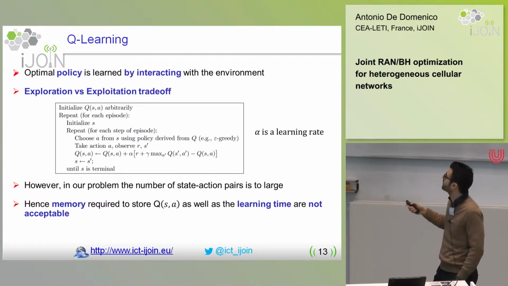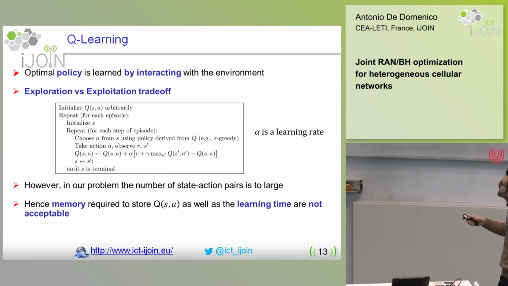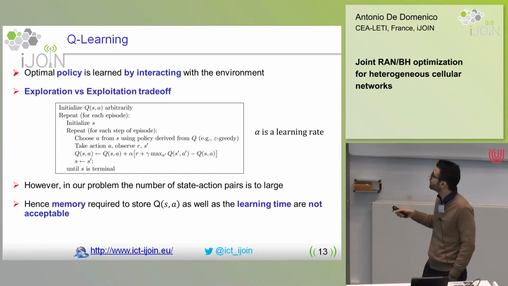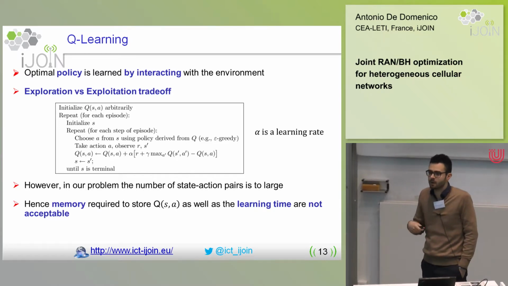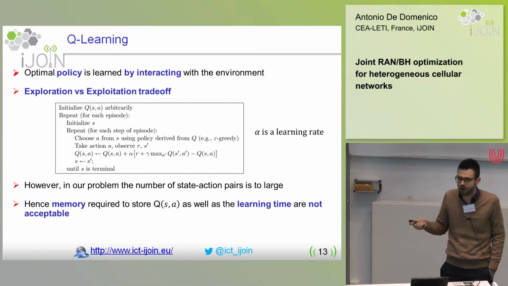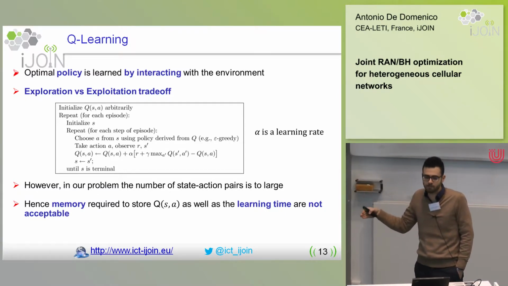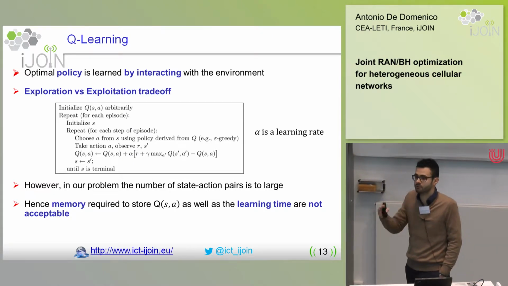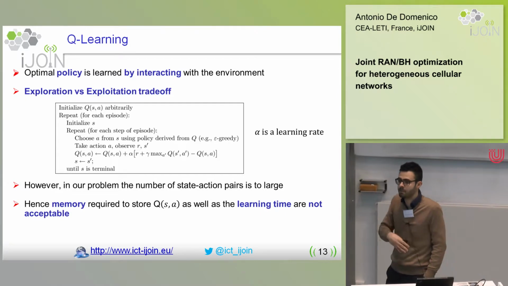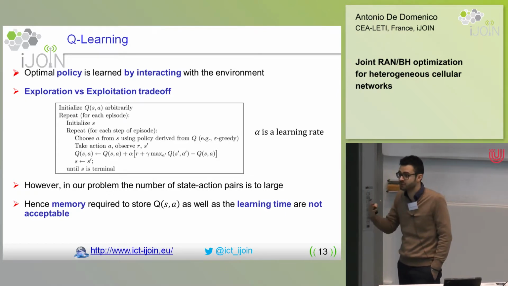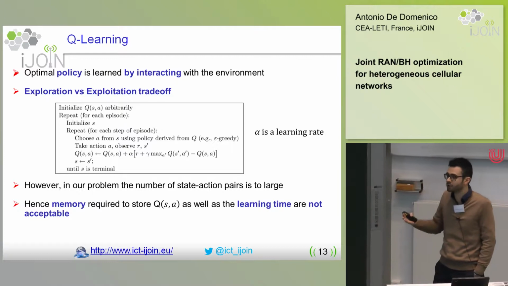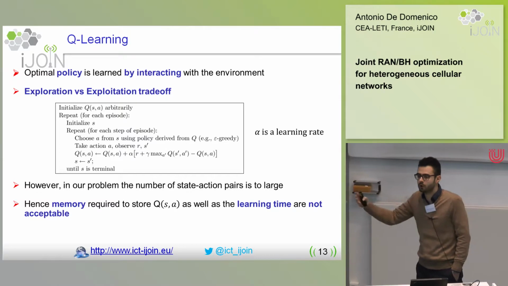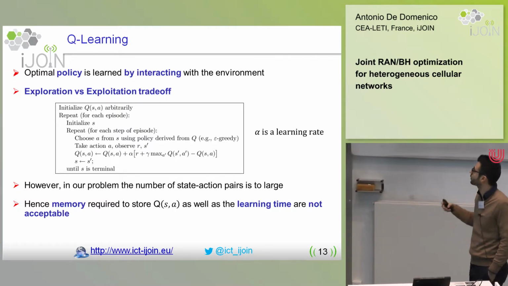So this scheme here, this table here represents basically the main idea of the Q-learning algorithm. You initialize the state value function arbitrarily, and then at each time step you choose an action, you observe the environment that changed, you receive some feedback from this change on the cost of your action, you update the state value function, and then it goes on until you have some convergence.